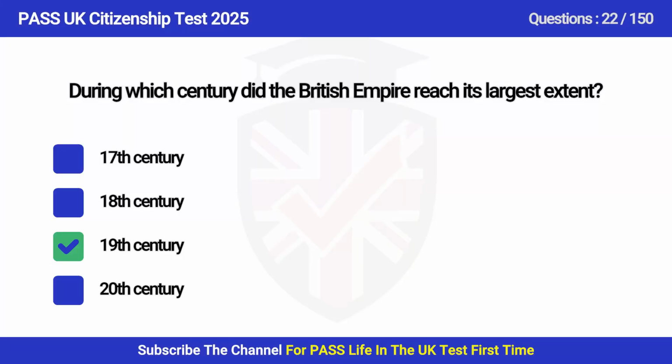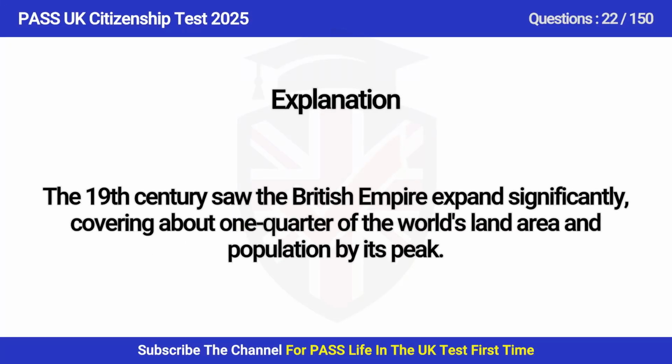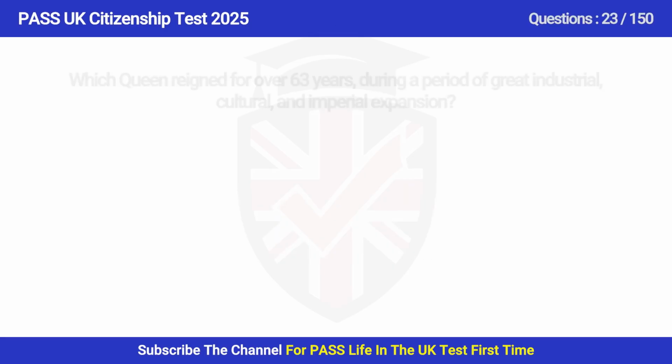Answer is C. 19th Century. The 19th century saw the British Empire expand significantly, covering about a quarter of the world's land area and population by its peak.